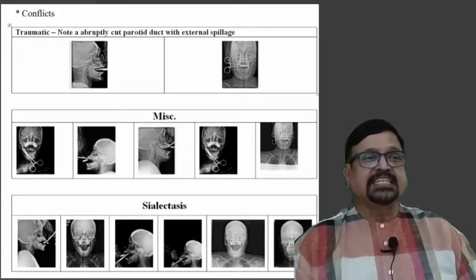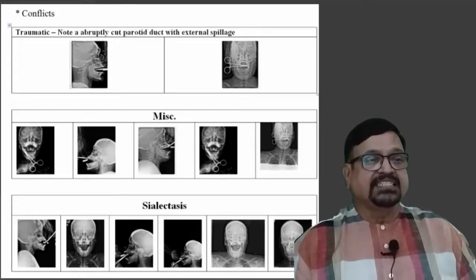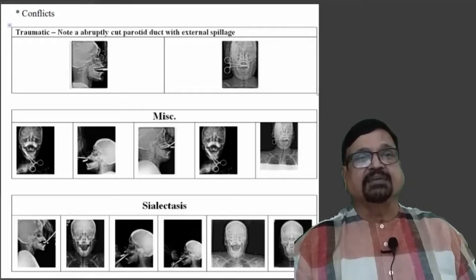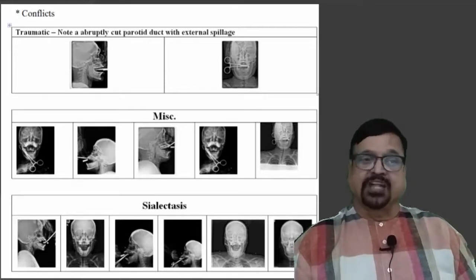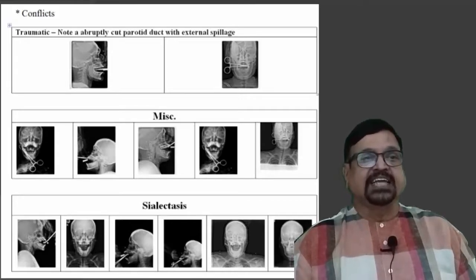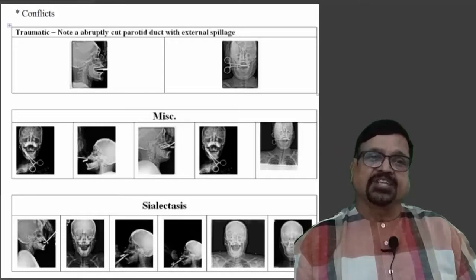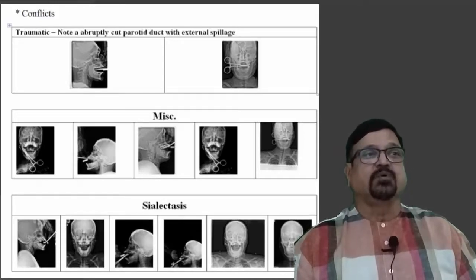Now, sialectasis, there are different patients. Sialectasis is when the salivary gland retains the contrast, or when there are dilated acini. The causes of sialectasis are usually post-inflammatory and duct strictures. That also we are going to see in more detail.